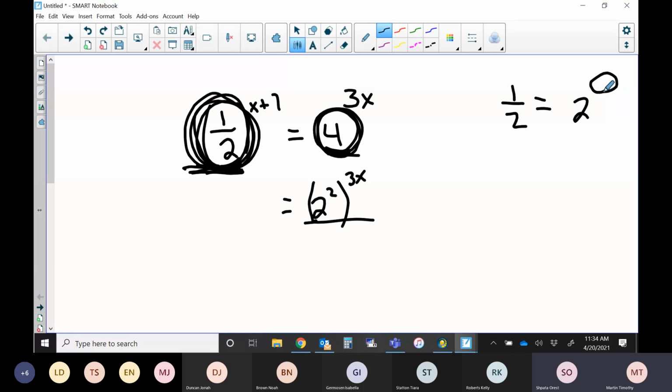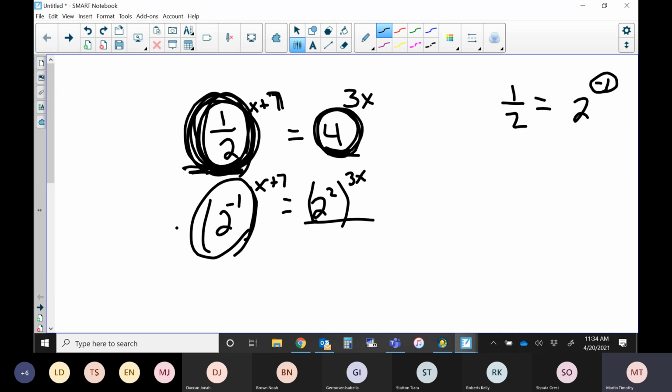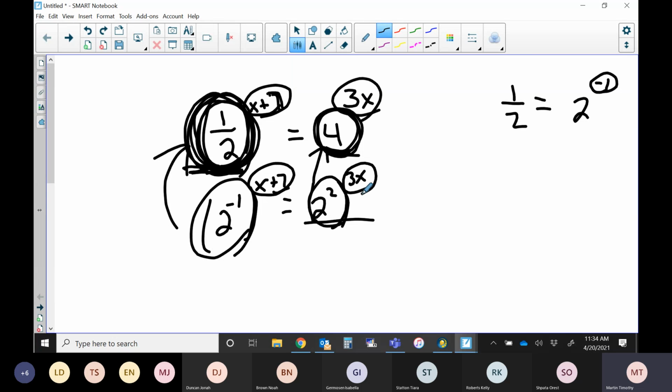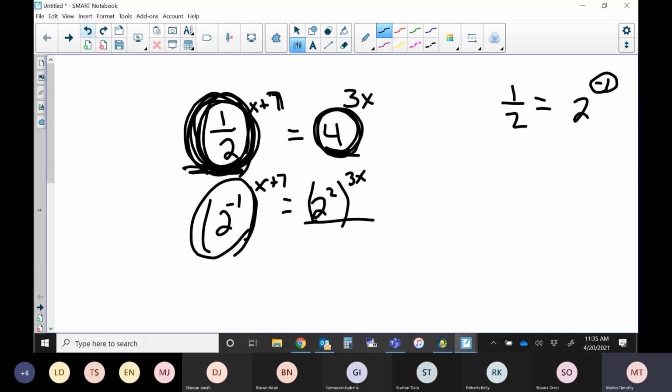2 to the -1 power. Yes, 2 to the -1. That replaces only this part. What do I still have left? 2 to the -1 to the x plus 7. Does everybody understand? This right here replaces only the 1/2. The x plus 7 is still there. The 2 squared replaces the 4, but I still have to the 3x. So I really have the same exact thing. I've just changed the way it looks, which is what I kind of call math magic.